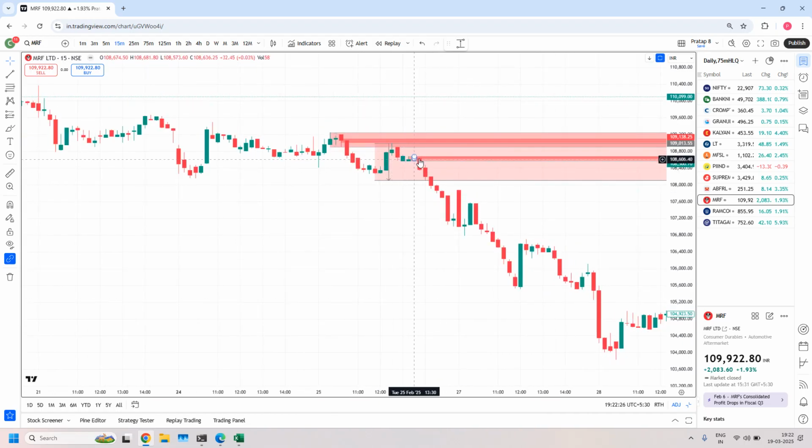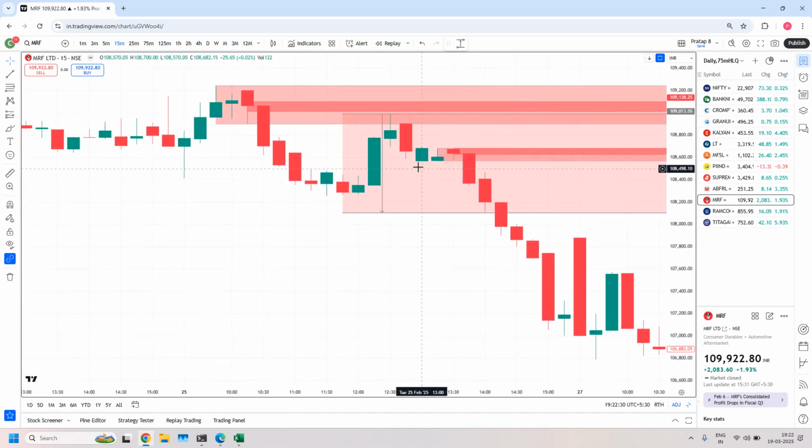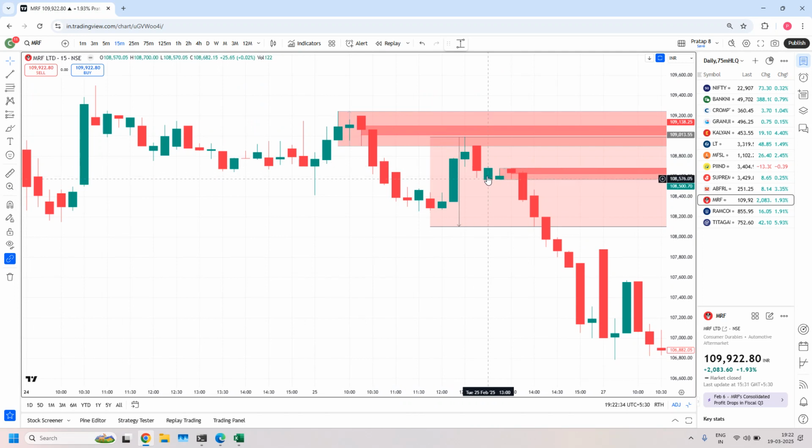Drop, three base candles and drop. Sorry, maybe you can consider rally also. I consider rally, medium size. Rally candle, two base candles and a drop candle. Rally base drop, 15 minutes zone.